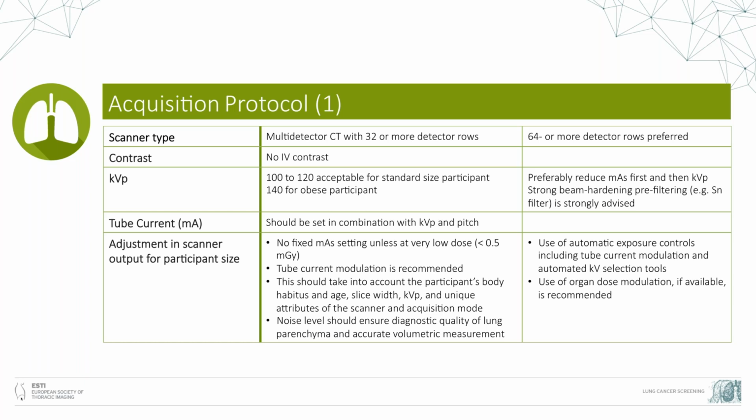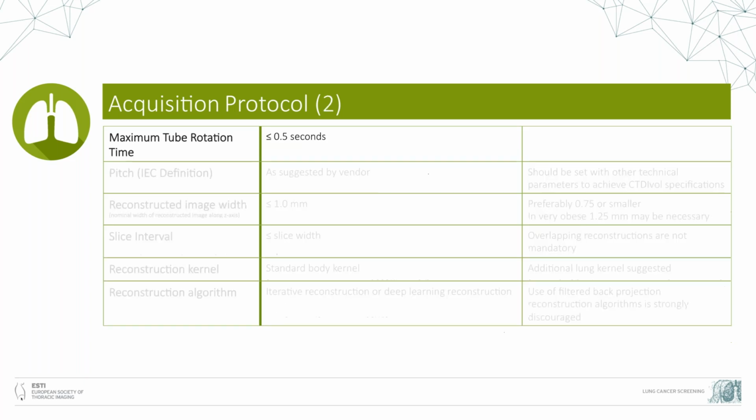If your scanner has organ dose modulation and automatic exposure control, that is recommended to use. So the maximum tube rotation time should be less than or equal to 0.5 seconds. The pitch should be set with other technical parameters to achieve the CTDI as specified.